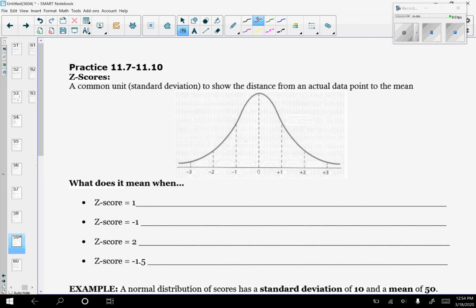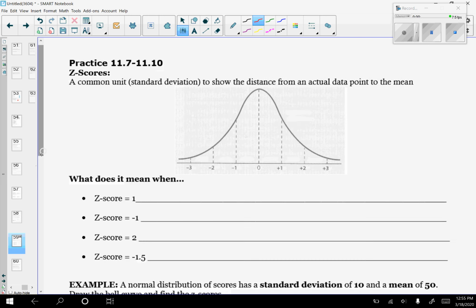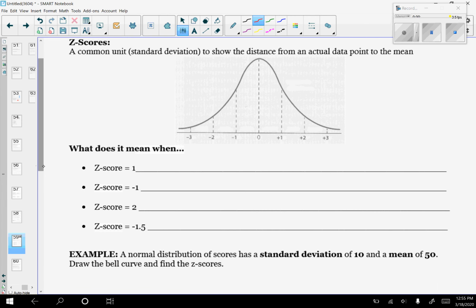standard deviation to show the distance from an actual data point to the mean. All right, so we'll talk a little bit more about the formula of a z-score on the next page, but it's important to know that a z-score is not too far from a standard deviation. Okay, if you get a z-score of 1, this tells you that you are 1 standard deviation, and I'm going to do SD as an abbreviation, above the mean.